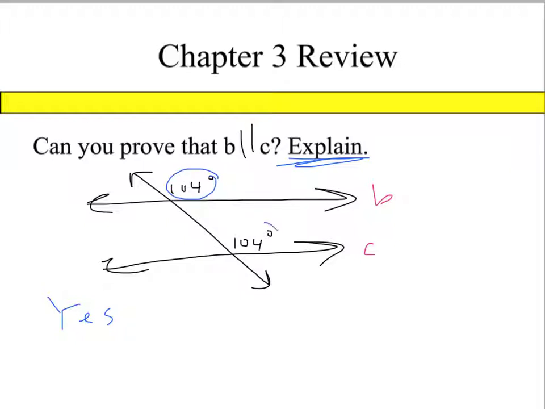Well, we have two measures here, 104 and 104. What type of angles is the relationship between those two 104-degree angles? These two are corresponding angles. Okay, because they're corresponding angles and they are congruent, that tells me they are parallel. And the reason behind it is there's a theorem that goes along with that.